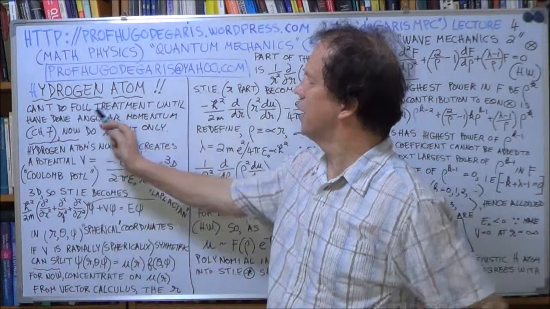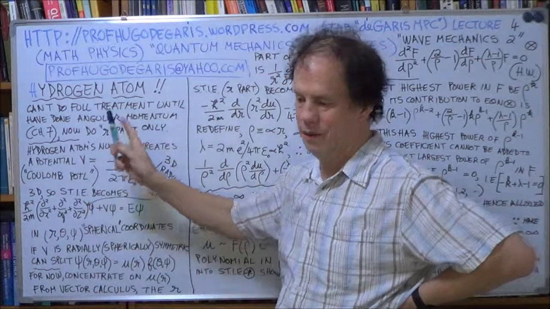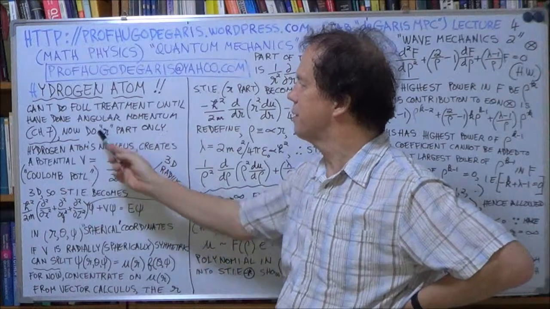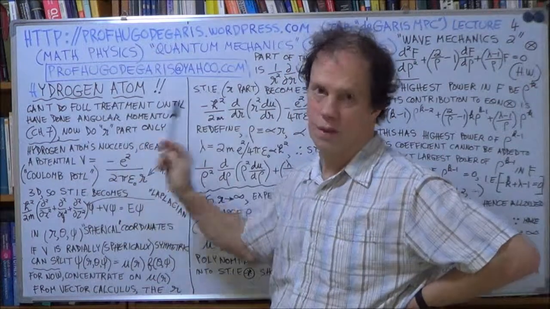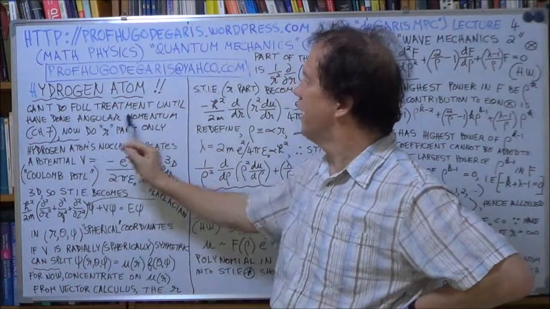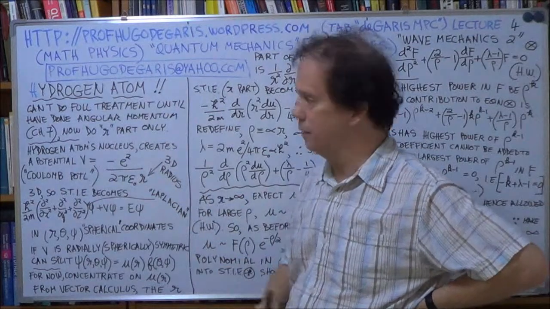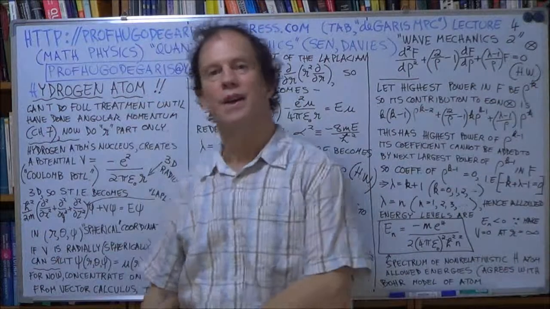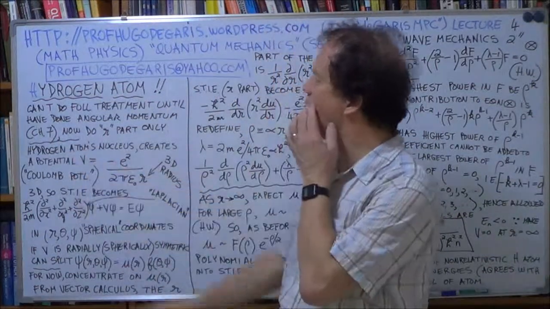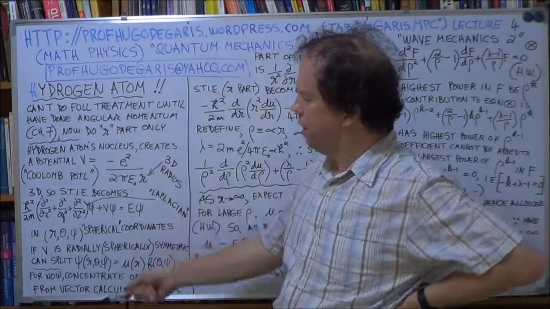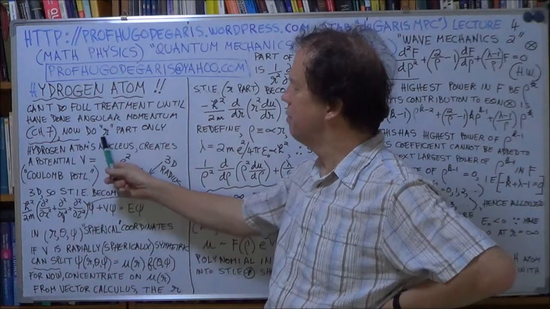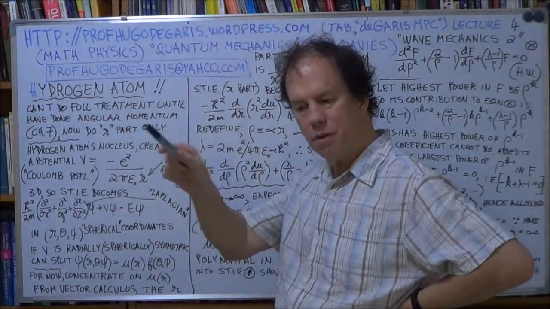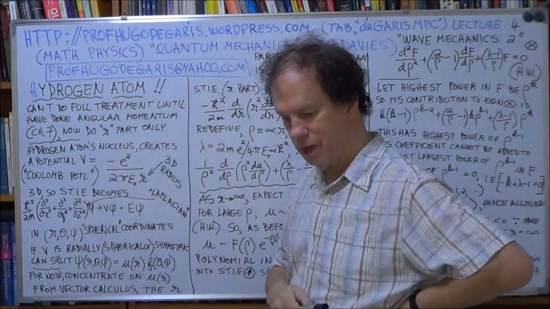Now we can't do the full treatment yet. We're just at the early stages, the beginning stages, because we haven't yet done the quantum mechanics of angular momentum, which is chapter 7. So we're still in chapter 4, and we still have quite a ways to go. But we have done enough techniques now. We can do the radial part, the r, the radius, of the hydrogen atom.